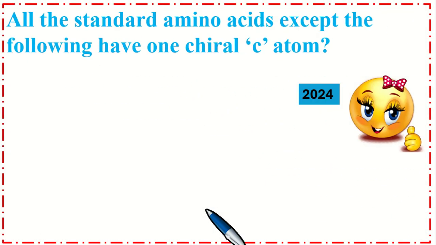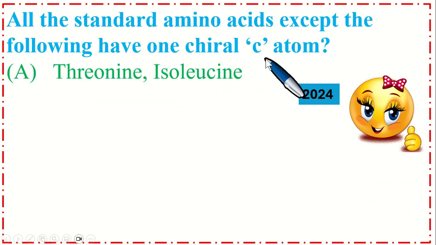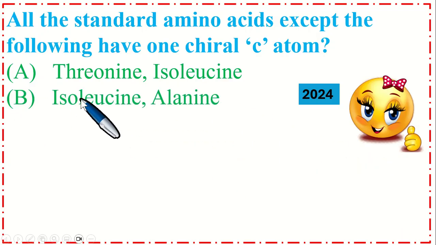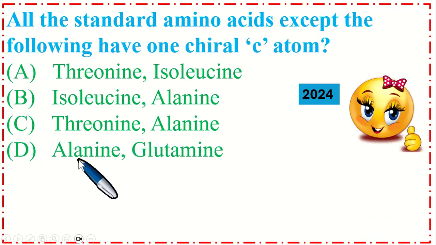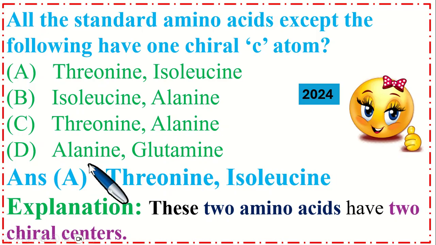Dear students, this is very important and most repeated MCQs. All of the standard amino acids except the following have one chiral C atom. Option A threonine and isoleucine, B isoleucine and alanine, C threonine and alanine, and option D alanine and glutamine. So the correct option is A threonine and isoleucine. These two amino acids have two chiral centers.